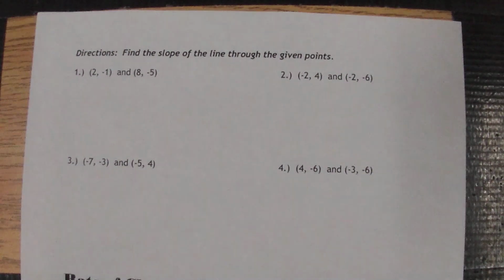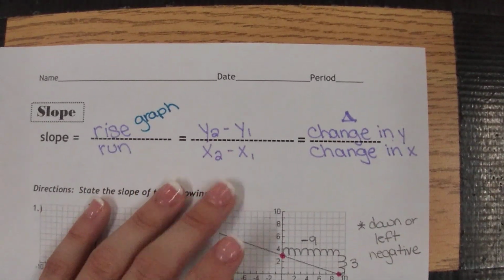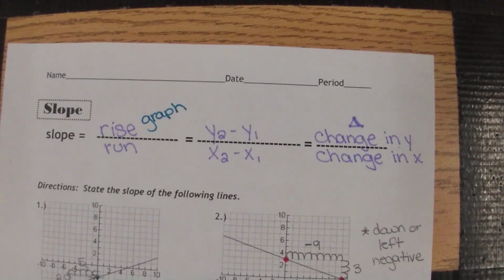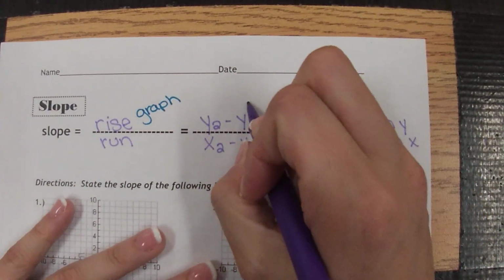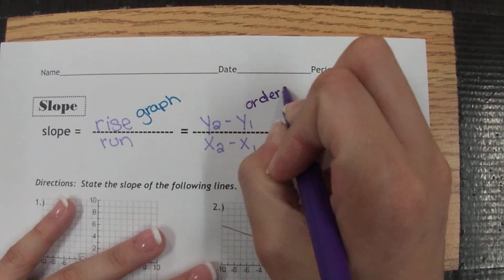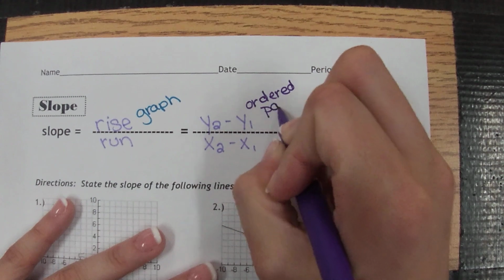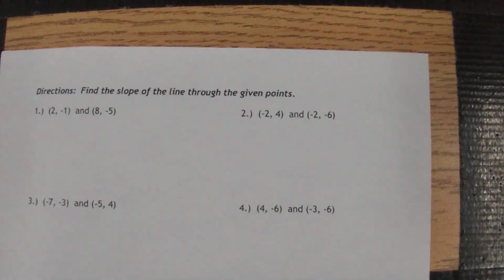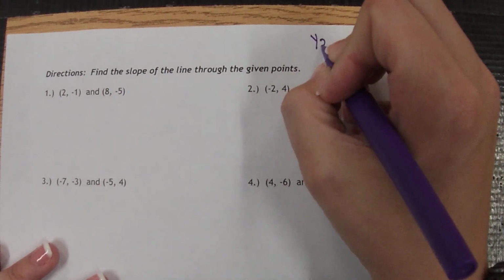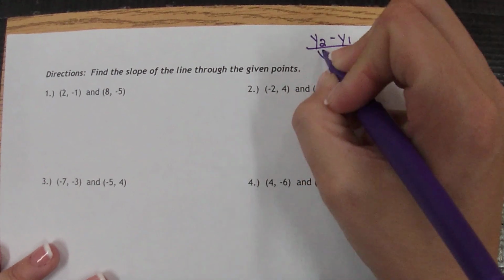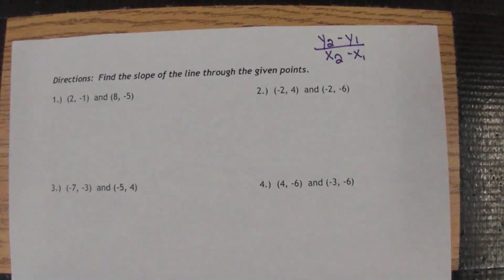Okay, the next way that we can find slope is from ordered pairs. Now remember, we had options over here. Okay, so when we're looking for slope from ordered pairs, okay, the formula tends to be the best. So over here, we're wanting to do our y2 minus y1 over x2 minus x1.